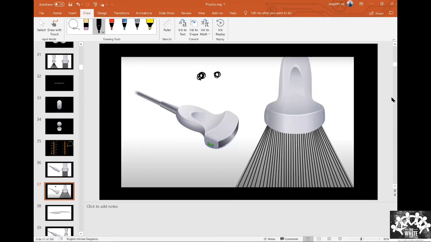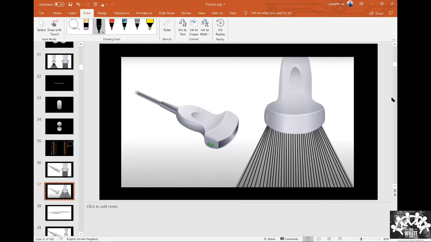Okay, there were two separate points. But when the image is formed, they are coming close to each other. So it will lose its resolution. Okay, so this is what we see in the curvilinear probe.